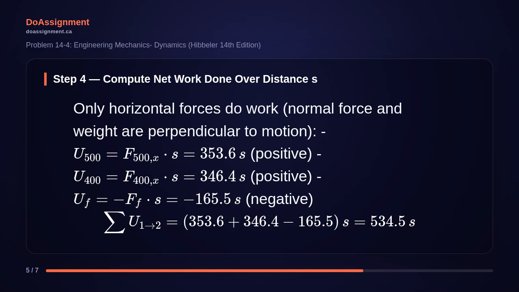Only horizontal forces do work on the crate, since the normal force and weight are perpendicular to motion. The 500-Newton force contributes positive work of 353.6 times s. The 400-Newton force contributes positive work of 346.4 times s. Friction contributes negative work of negative 165.5 times s. Adding these together, the total net work is 353.6 plus 346.4 minus 165.5, all times s, which equals 534.5 times s.